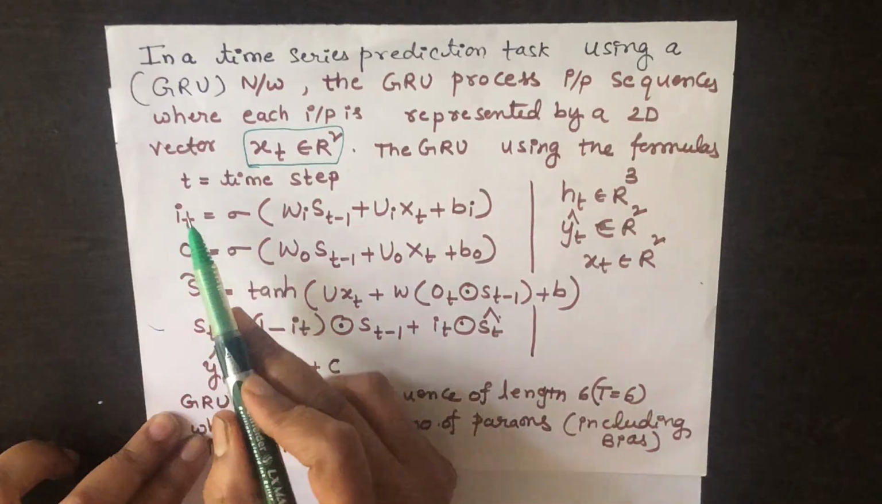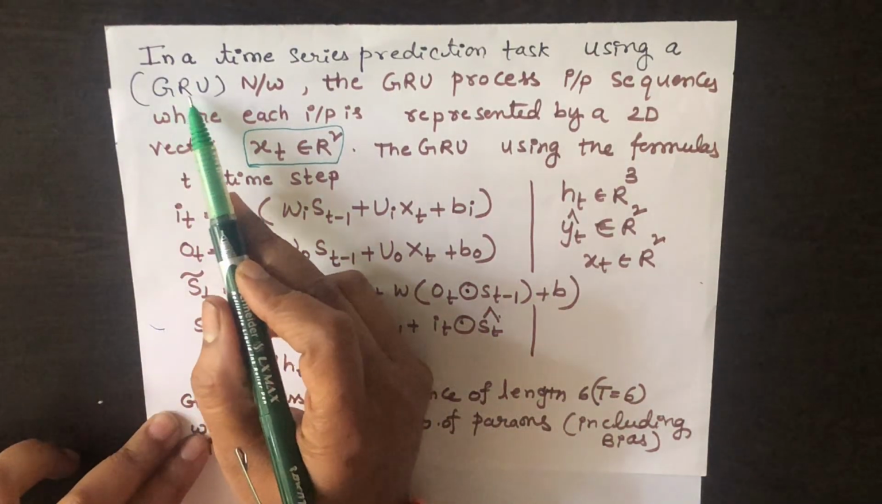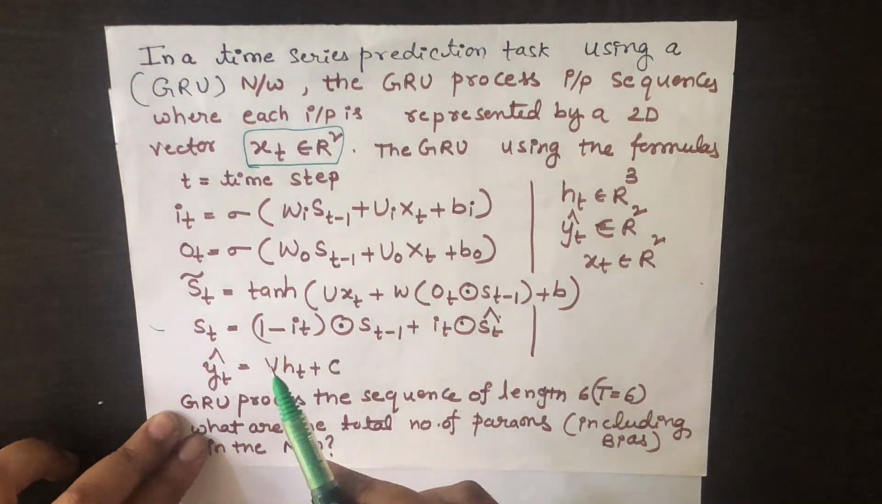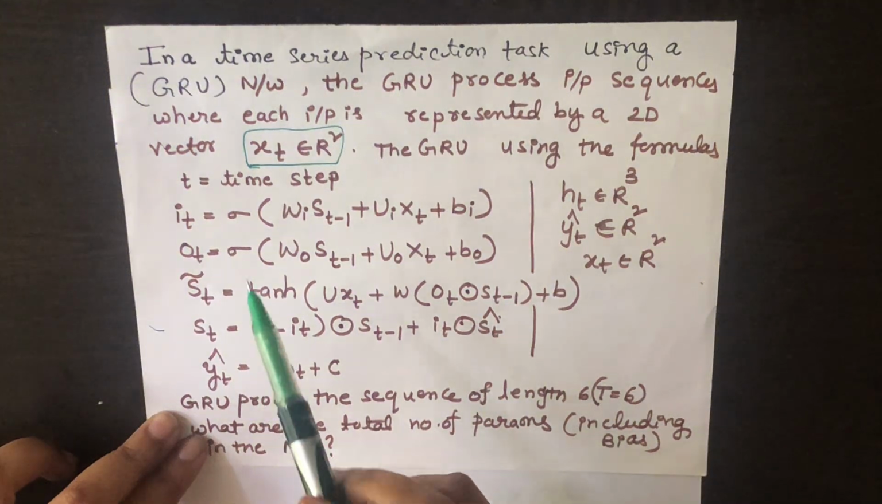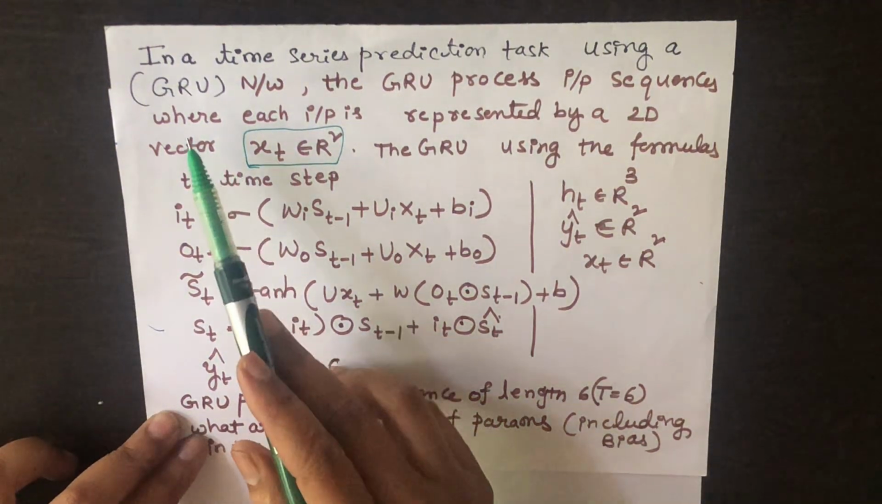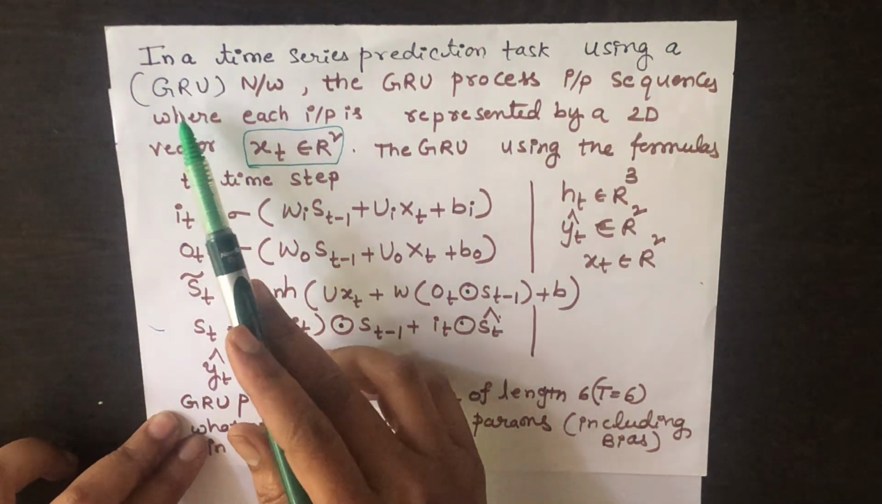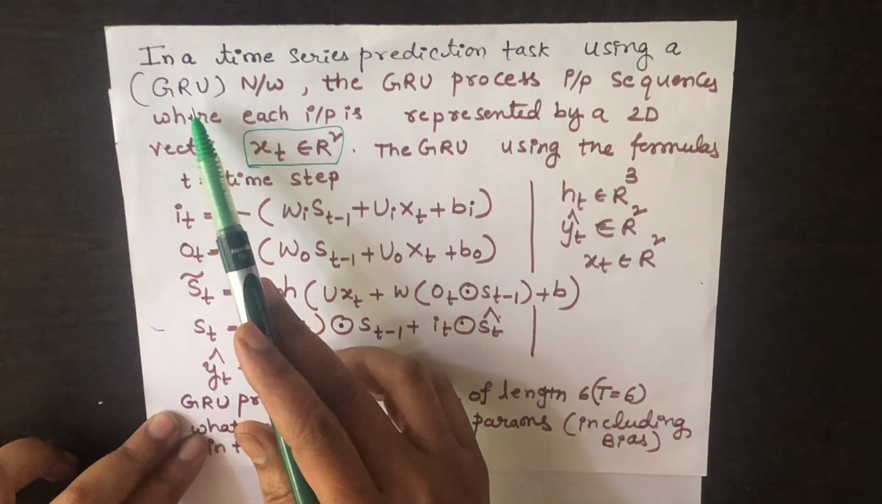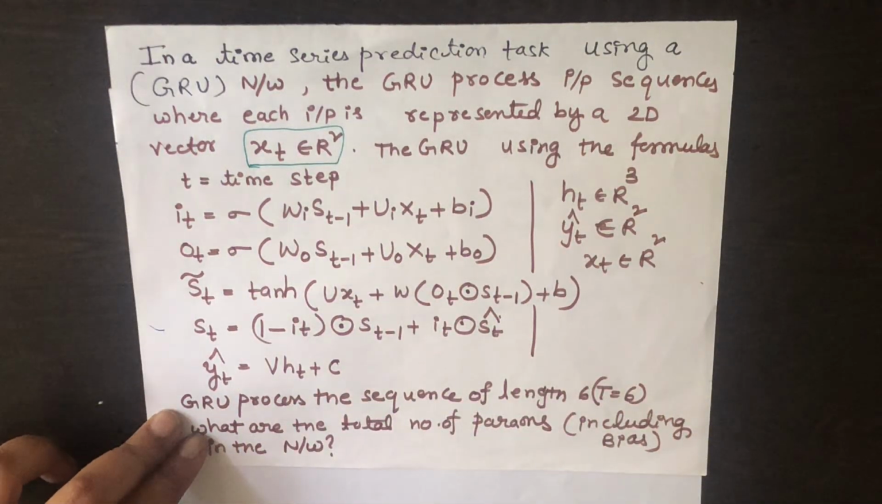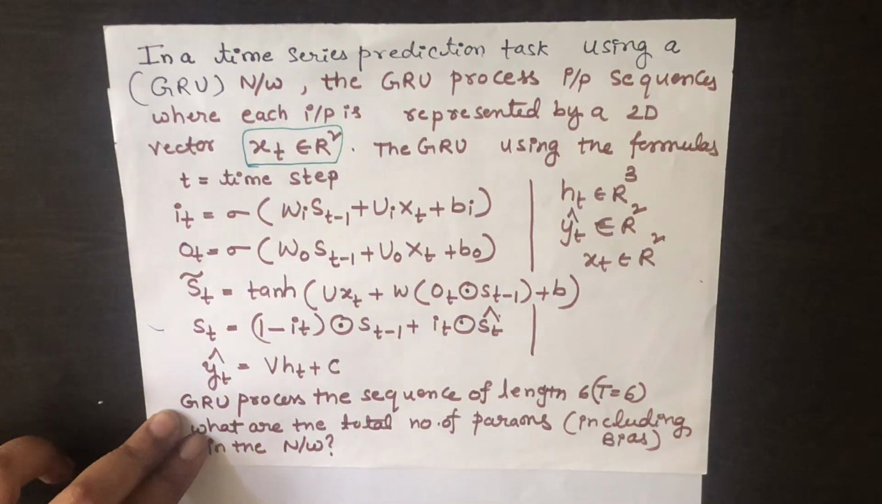GRU and LSTM both are similar, except that LSTM has a forget gate. In LSTM we have a forget gate also. In GRU we don't have a forget gate; we have the update gate and the reset gate. Two gates are available in GRU.